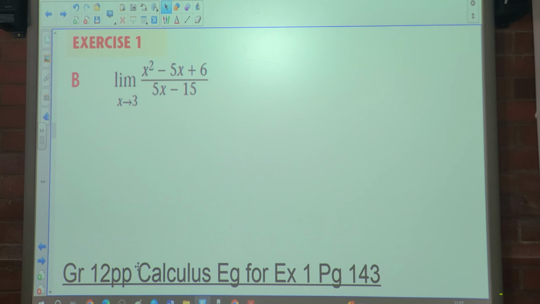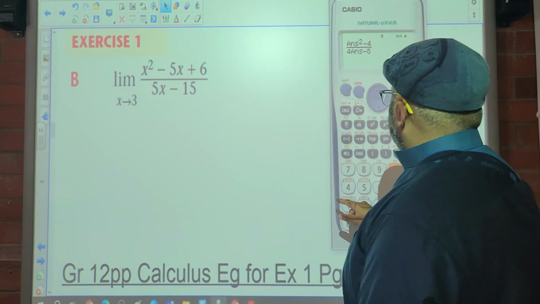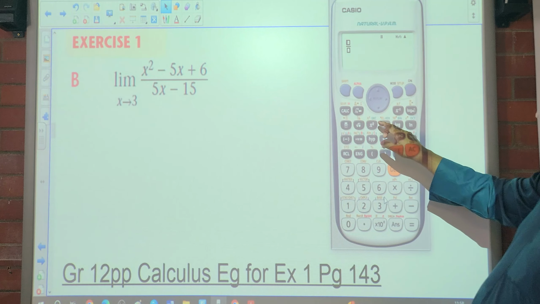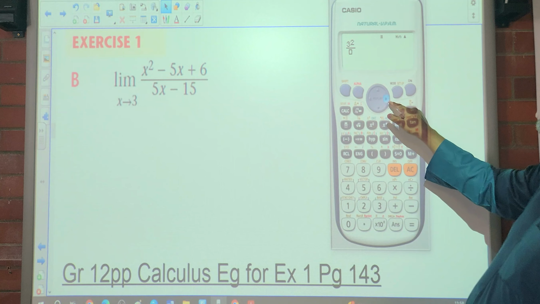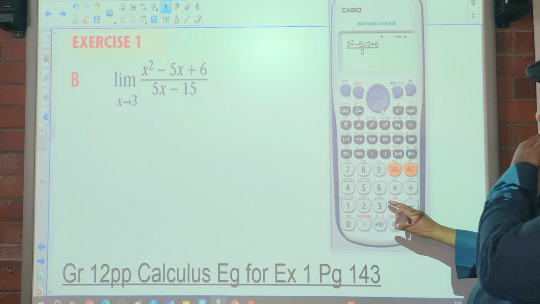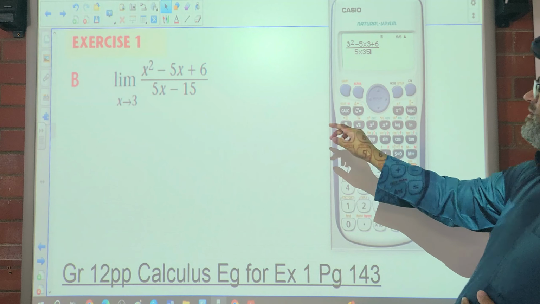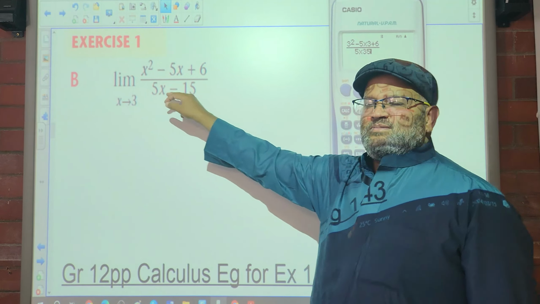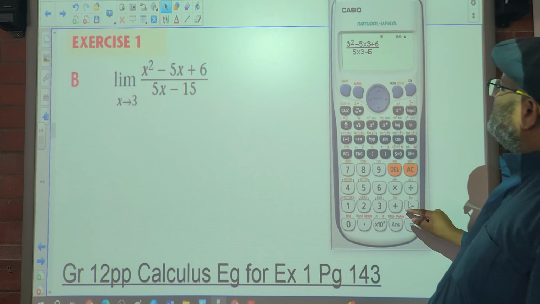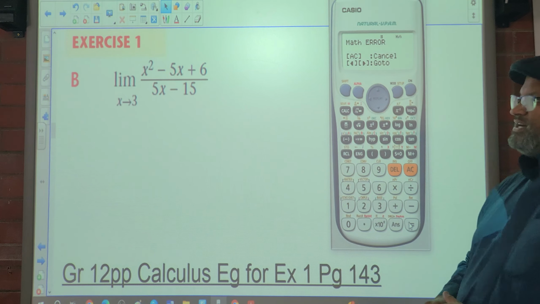The question says: the limit as x approaches 3 of x squared minus 5x plus 6, all over 5x minus 15. If I substitute 3 in here, what's going to happen? It's 3 squared minus 5 times 3 plus 6, over 5 times 3 minus 15. But 5 times 3 is 15, and 15 minus 15 is 0. And what did we say if something is divided by 0? It is undefined, and that's why it's giving us an error.